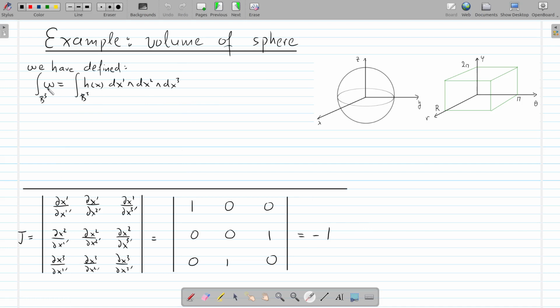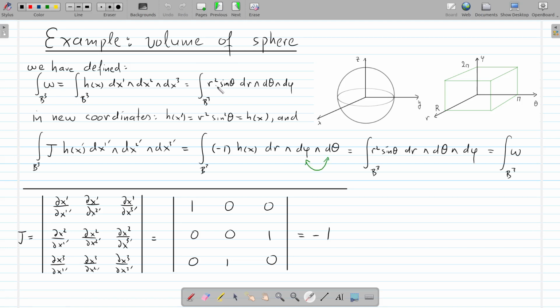Now we have defined integration with respect to omega by making it the volume element in R3 or in B3, whichever you like. That is an integral of r squared sin theta dr d theta d phi. Now we change coordinates, and in the new coordinates the function h does not change, it's the same. And now to compute the integral in the new coordinates we have to include the Jacobian here. So that will give us a minus sign times the function h of x, r squared sin theta. But now you see that the form is dr d phi d theta.